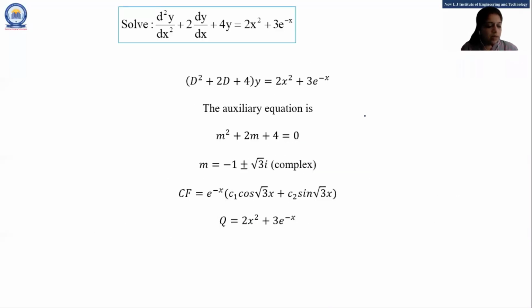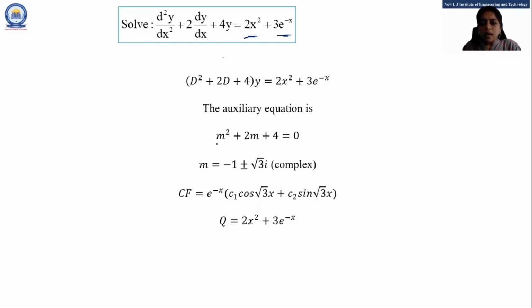Okay. When d square y by dx square plus 2 dy by dx plus 4y is equal to 2x square plus 3 e raised to minus x. What is the difference? Here, there are two terms on the right hand side, right? One is x square and the other is e raised to minus x. But for the solution, first we have to find the complementary function. And for that, d square plus 2d plus 4 into y is equal to 2x square plus 3 e raised to minus x. So the auxiliary equation is what?